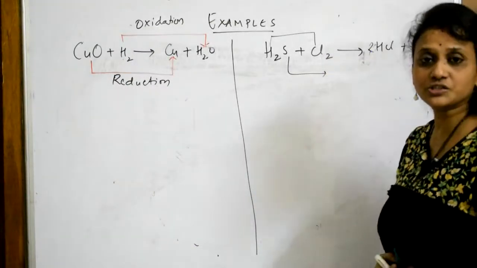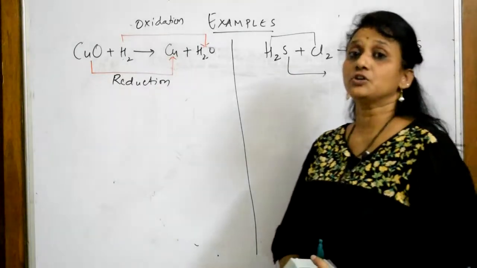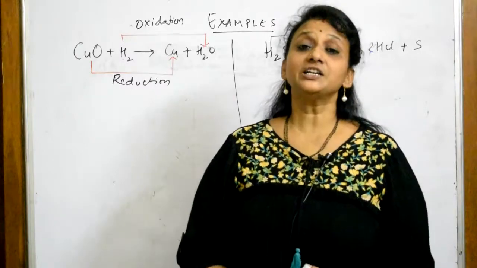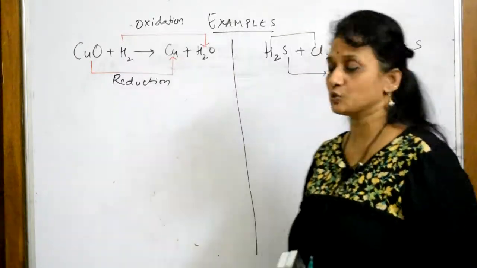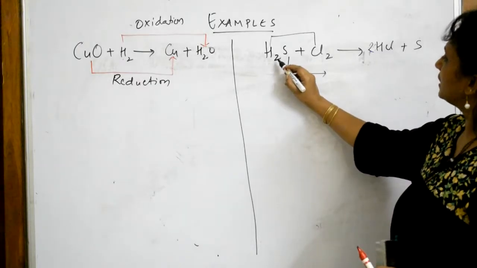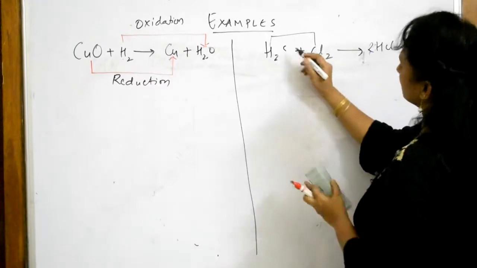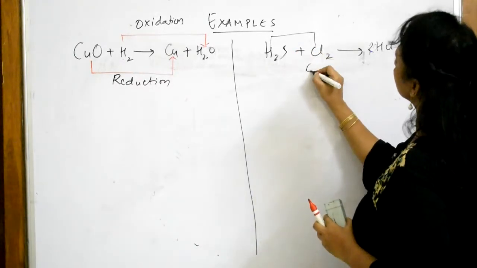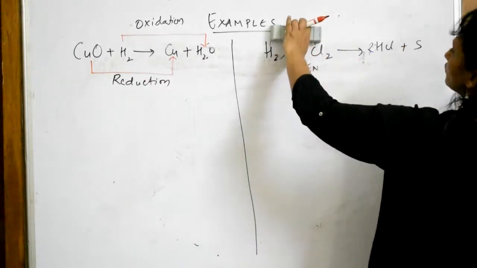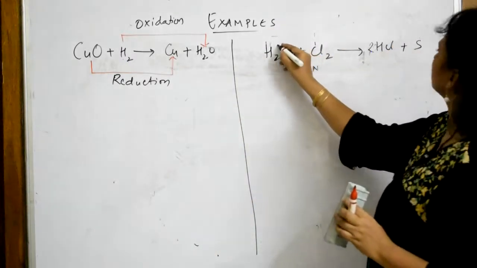Here there is no oxygen, ma'am. How will I know? No problem. There is one more definition for your redox reaction, that is addition of an electronegative atom also. So here, hydrogen is getting added; basically, this is an electronegative atom. Now see, from hydrogen it is getting added to H2S, it's getting added to HCl.